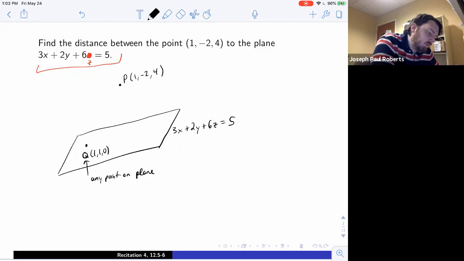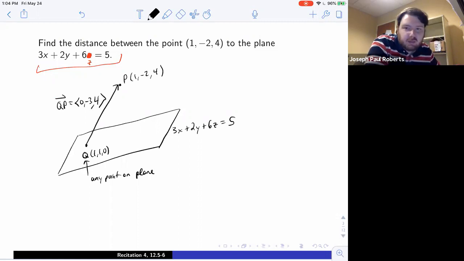And so what are we going to do now? We're going to get the displacement vector QP, which is going to be the vector 0, -3, 4. Just do coordinates of P minus coordinates of Q. We get 0, -3, 4. And so then what we're going to do is we're going to project that onto the normal vector of this plane. So this normal vector is 3, 2, 6, right? That's the coefficients of x, y, and z on the plane equation.